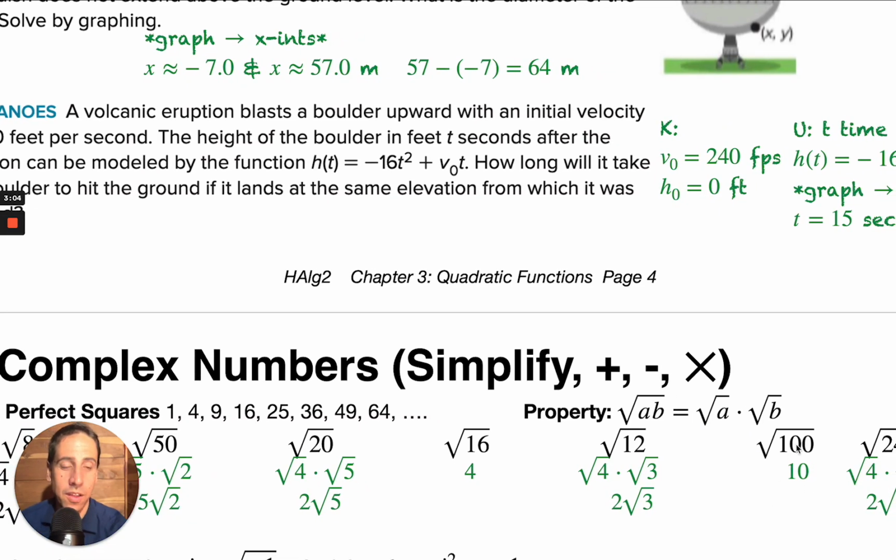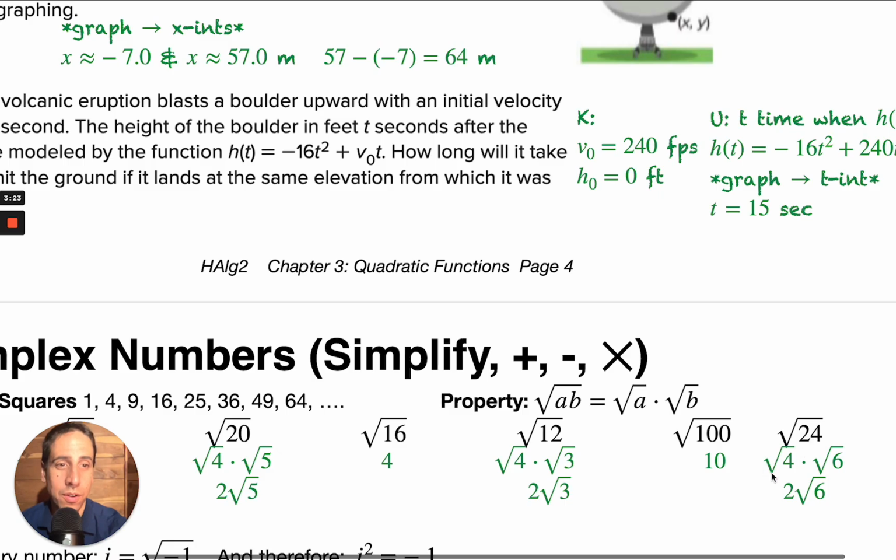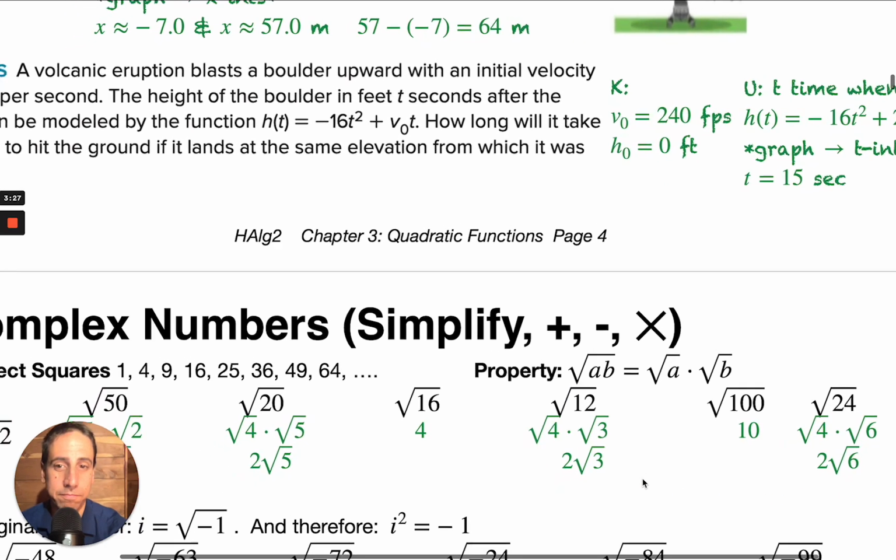Square root of 100 is 10. Now, if you hadn't realized that, you could say, well, a perfect square factor of 100 is 25. And 25 times 4 is 100. So you could write this, if you wanted to, as square root of 25 times square root of 4, which is just 5 times 2, same thing as 10. It simplifies out either way. Square root of 24, you can see square root of 4 times square root of 6 is 2 root 6.